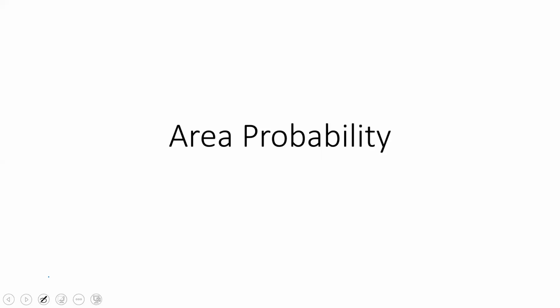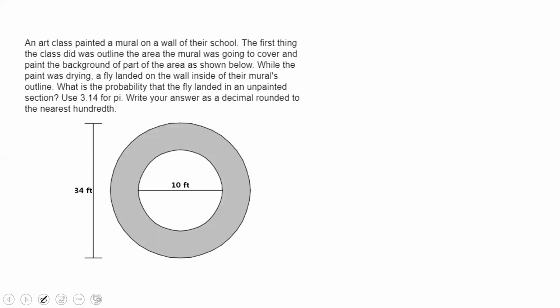All right, let's talk about probability when it comes to area. So if we look, an art class painted a mural on a wall of their school. The first thing the class did was outline the area the mural was going to cover and paint the background of part of the area as shown. So they're going to paint this part.